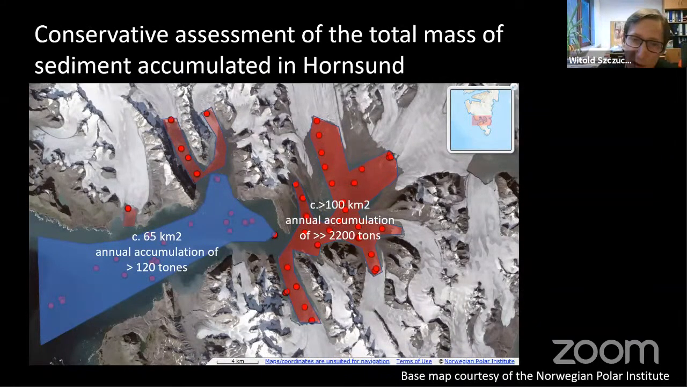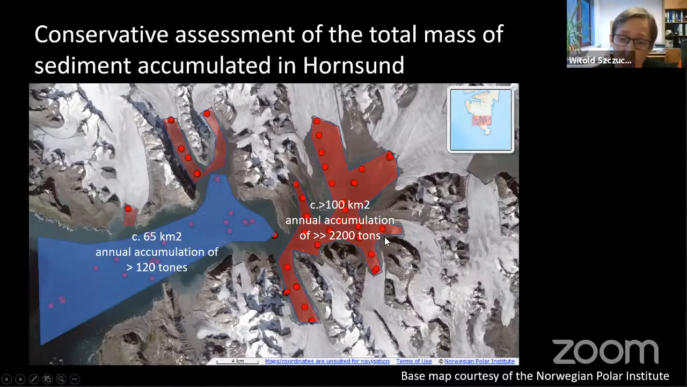So, using a very conservative approach, taking into account the lowest dry bulk density, excluding all the areas where we were not sure whether they are really depositional areas, and always taking into account the lowermost assessment of sediment accumulation rate, we may distinguish two zones: the innermost parts of the fjords and the central and outer parts of the fjords. Taking the assumptions I told you before into account, we end up with accumulation of more than 120 tons of sediments in the outer part, which used to be studied before. And in the innermost parts, we got at least an order of magnitude larger number.